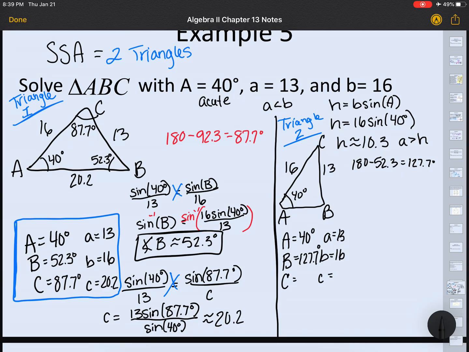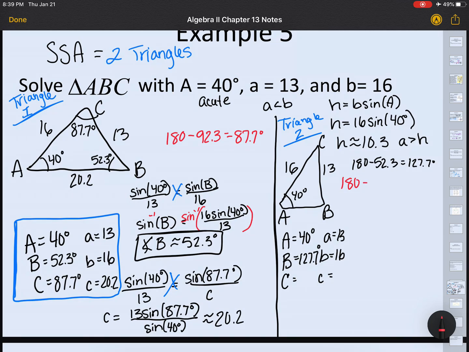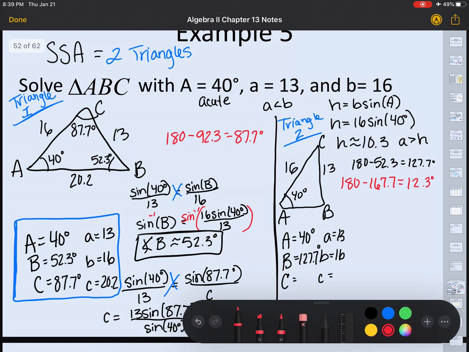Because if we still used the same 52.3 degrees, we would still have the same kind of result as we did in triangle 1. And now that we know A and B as angles, we can find angle C, because 180 minus the two angles that we know, 40 degrees plus 127.7 degrees, is 167.7 degrees. And if we subtract those, we get 12.3. So that's our angle C.